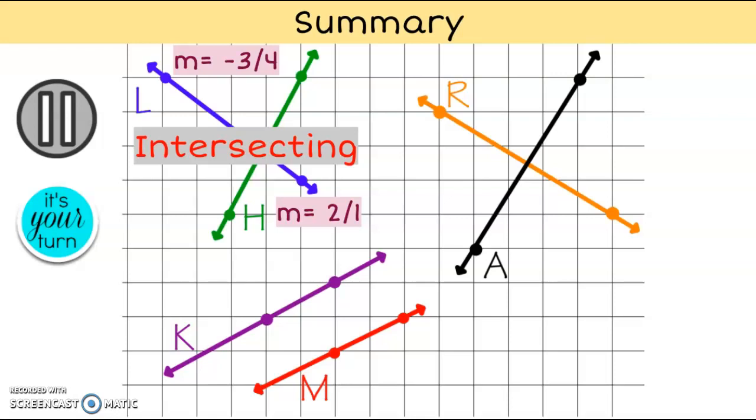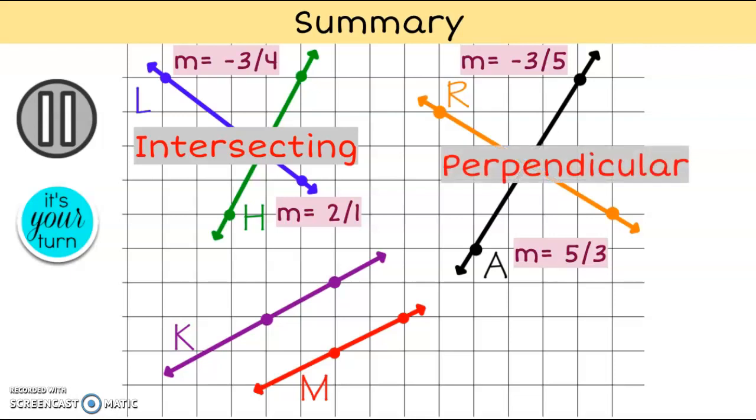Now let's look at lines R and A. The slope of line R is -3 over 5 and the slope of line A is 5 over 3. Notice how the numbers have switched places and one of them is positive and one is negative. We know that they must be perpendicular.